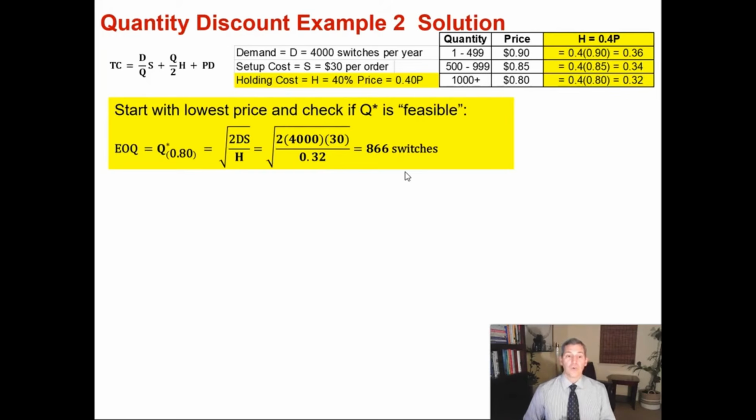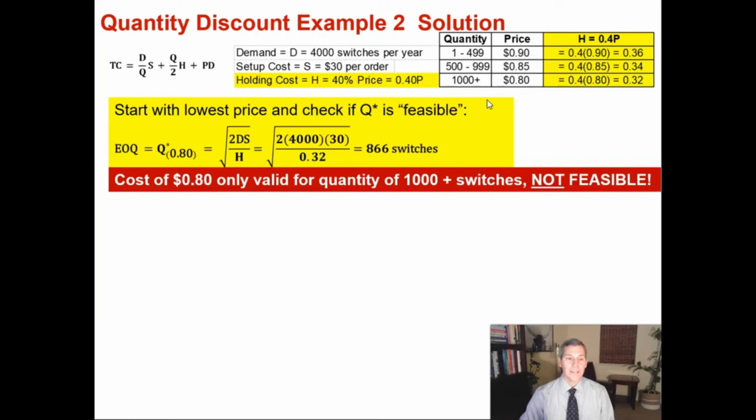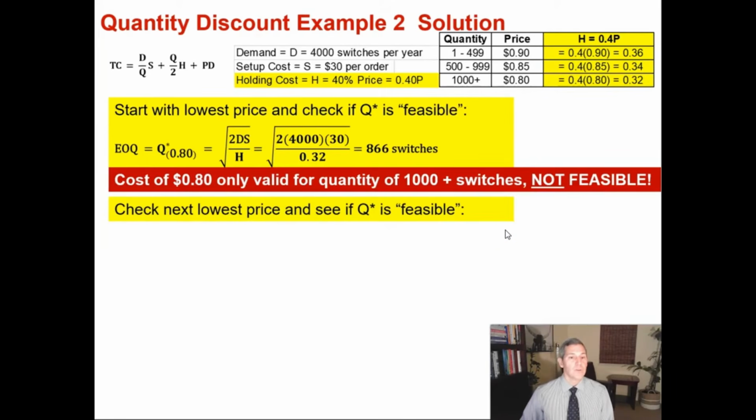Well, you can't buy 866 switches for a price of 80 cents. It doesn't fall into that price break or that quantity discount. The 80-cent price only applies to orders of 1,000 or more. So this is not feasible. Okay? 80 cents is only valid for a quantity of 1,000 plus switches, so it's not feasible. This does not work. So now let's check the next lowest price, which is 85 cents.